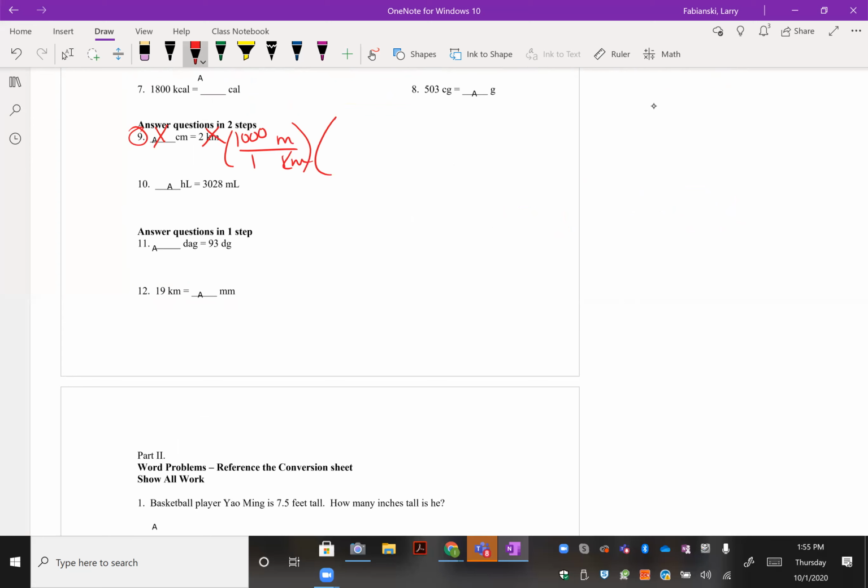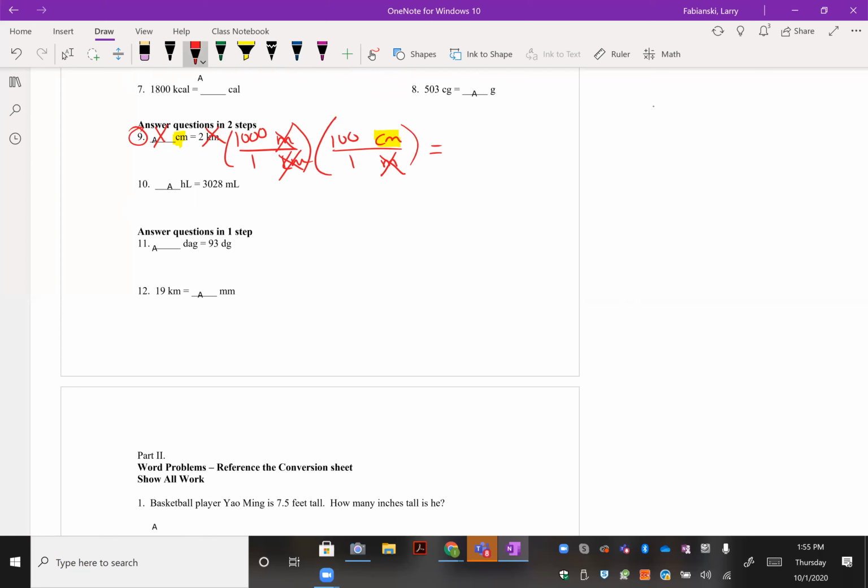We do not want to end with meters. We, in fact, want to go all the way to centimeters. So we need now meters on top to cancel. We have to put meters on the bottom and then go to centimeters. For every 1 meter, that is 100 centimeters. And we are done. We wanted centimeters, we got centimeters.